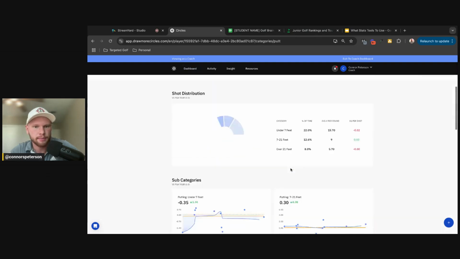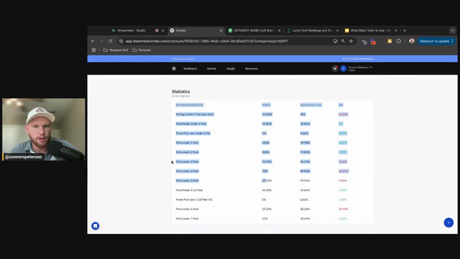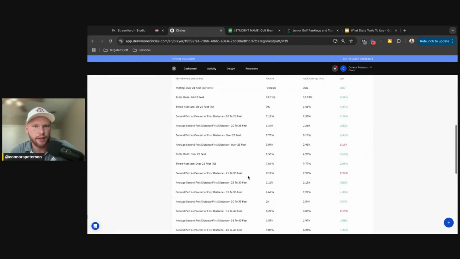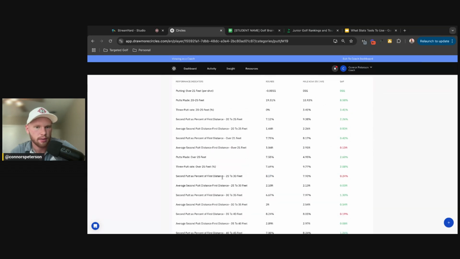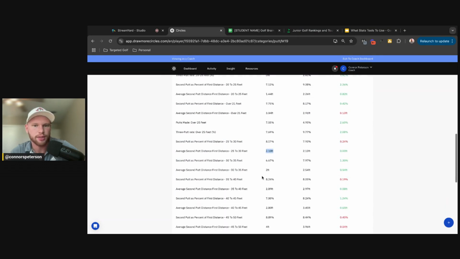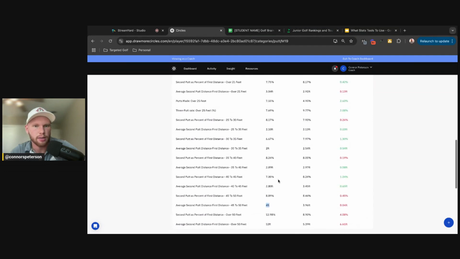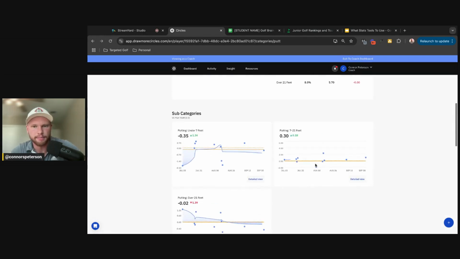For putting, we're going to be able to see from 3 to 5 feet, what those make rates are right here. From over 15 feet, we're going to be able to see the proximities here. So again, 25 to 30 feet, we're going to actually have the distance proximity of our second putt, and so on and so forth, all the way up to over 50 feet. What's our average proximity? So we can actually use that to say, all right, when we're doing our lag putting drills, what standard do we want to actually perform at?